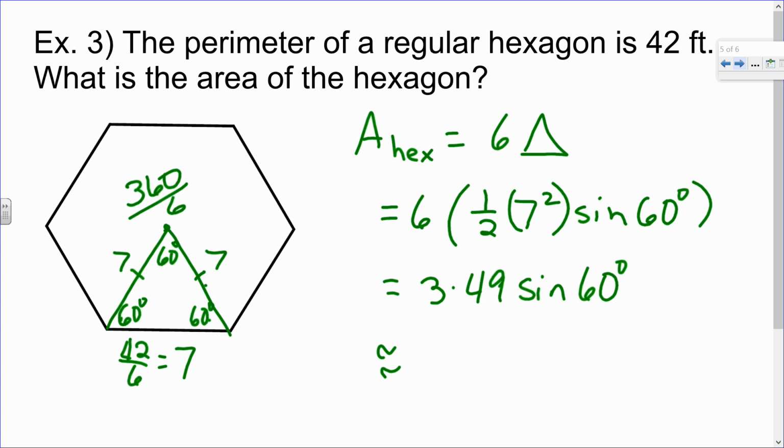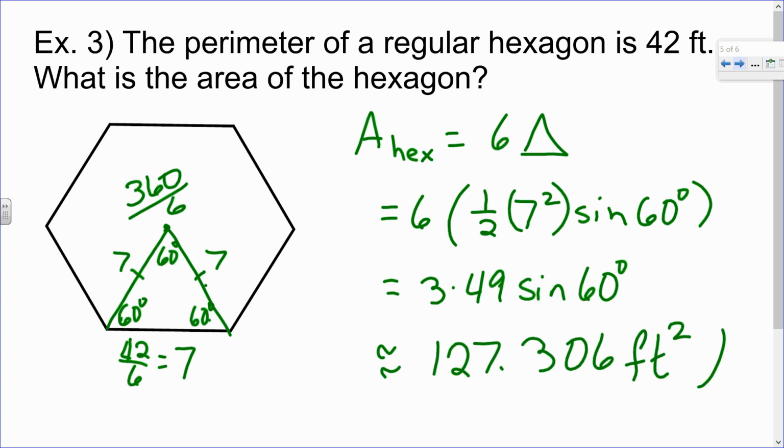Anna, what do you have? 127.306 feet. Any questions on what we've done?